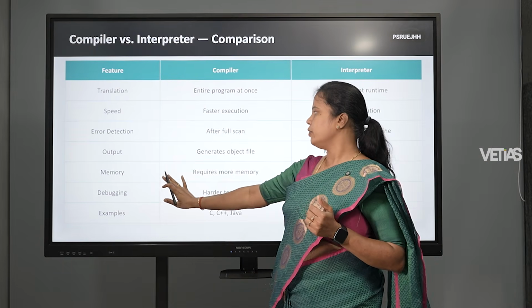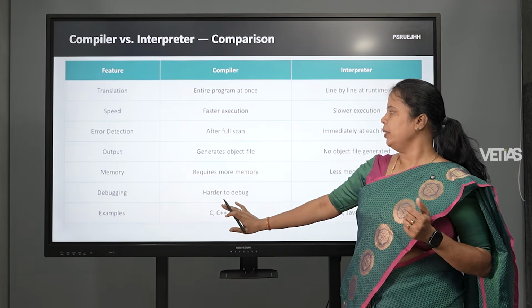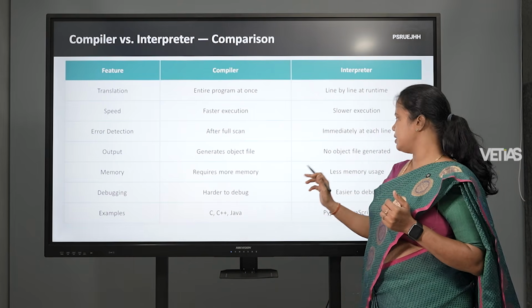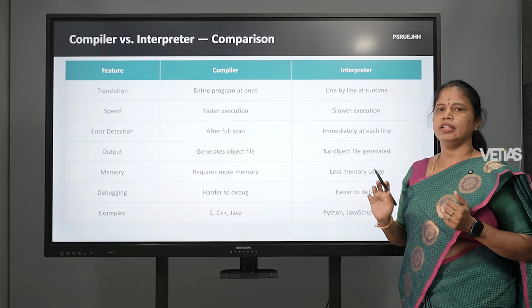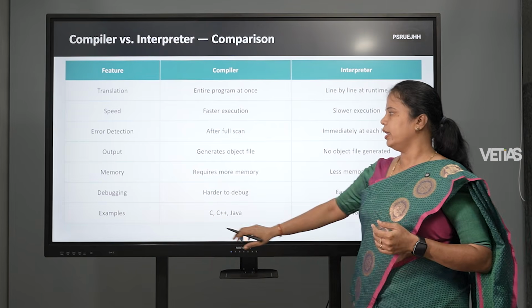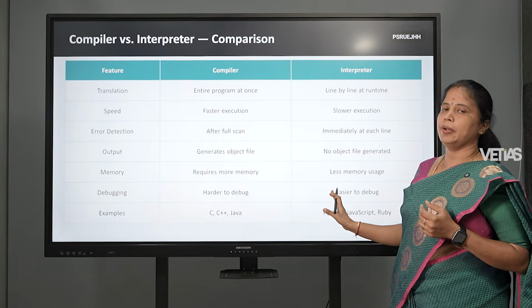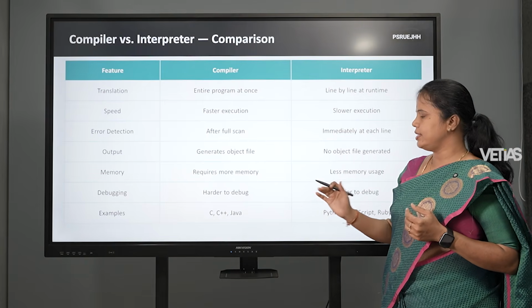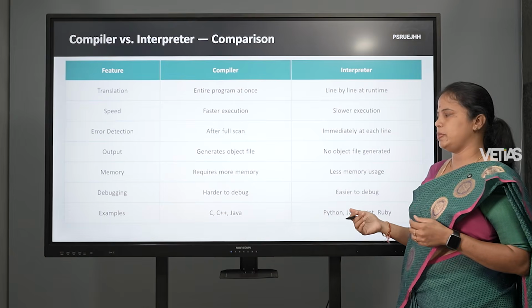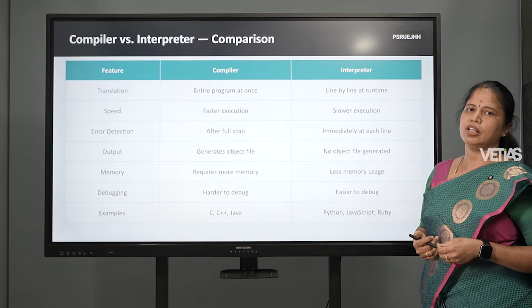When you take the case of memory, the compiler requires more memory, whereas the interpreter requires less memory. For debugging, it is harder to debug with a compiler, whereas with an interpreter it is easier to debug. For examples, we have already discussed C, C++ and Java, whereas for the interpreter, we have Python, JavaScript and Ruby.